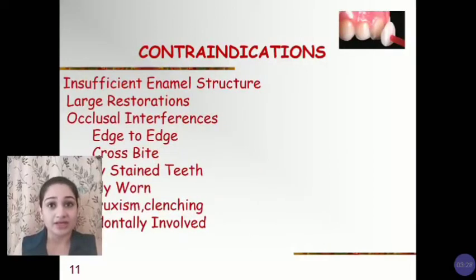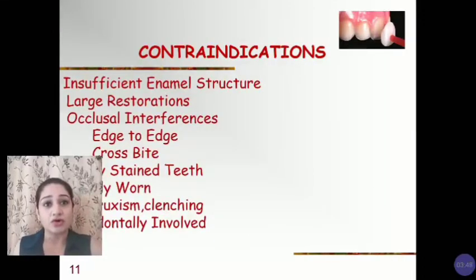What are the contraindications? When we have insufficient enamel structure, we cannot give dental laminate. When there are large restorations, meaning when more part of the tooth is involved in the destruction process, we should consider giving a complete crown rather than dental laminate.